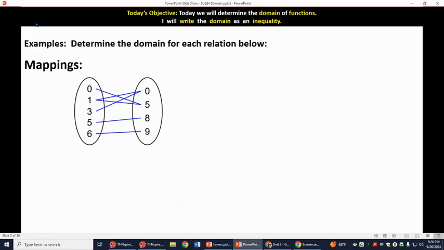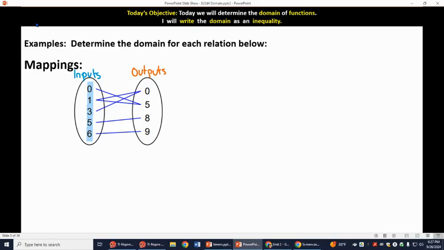We're going to start with mappings. Remember, on your mappings, on the left-hand side, those are your inputs, and on the right-hand side, those are your outputs. Domain are your inputs. So 0, 1, 3, 5, and 6 are my domain.